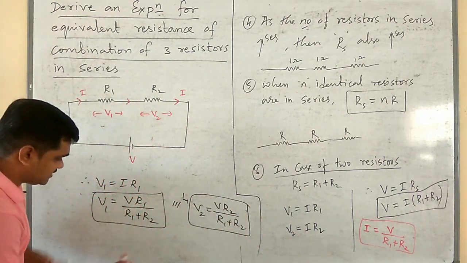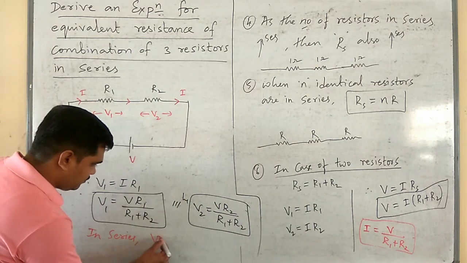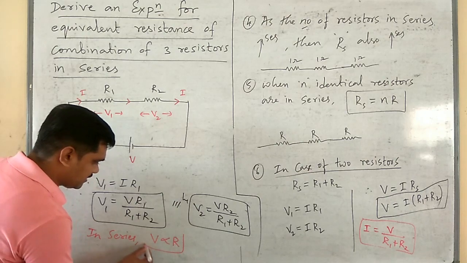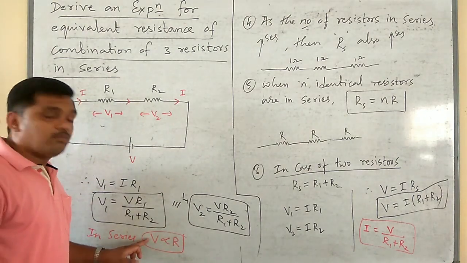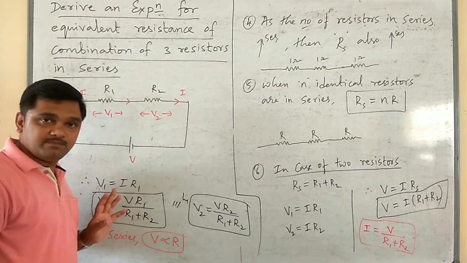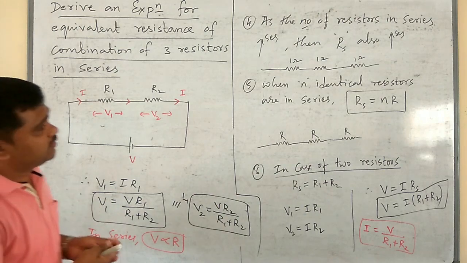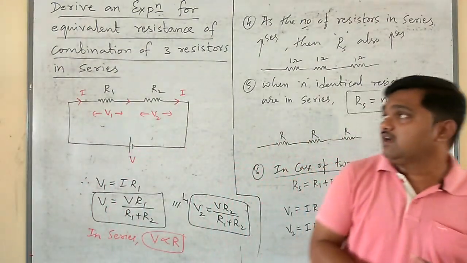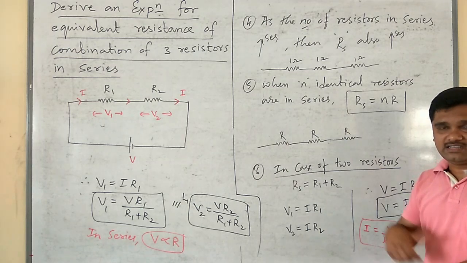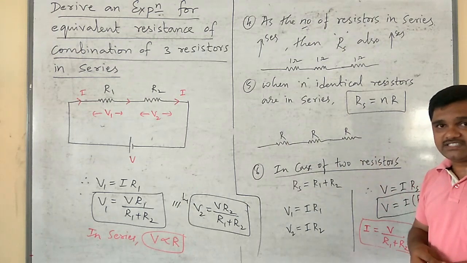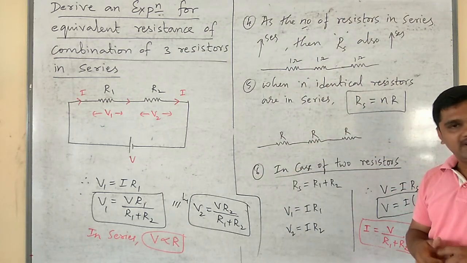Okay, it means we can say in series V is directly proportional to R. Isn't it? More is the resistance, more will be the potential drop across it, and vice versa. So similar thing will come in case of a parallel combination. Anyhow, let us see the parallel combination in the next class. You first practice this. Okay. Anyhow, thank you for watching.